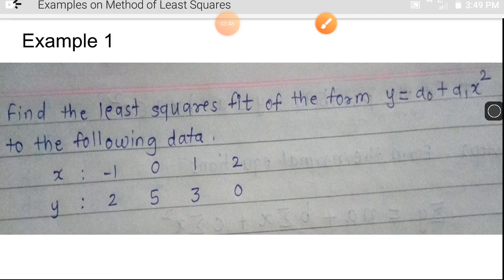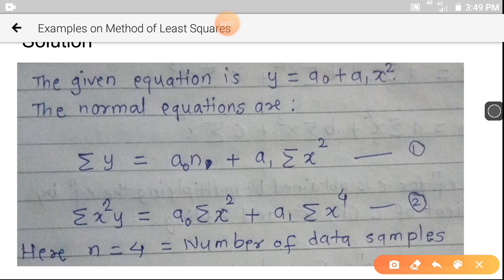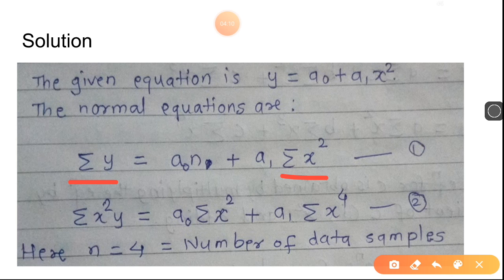So we have formulated two normal equations which are numbered as equation number 1 and equation number 2. So the first step is over. I hope everyone is getting this. In the second step, we are going to substitute for summation y, summation x square y, summation x to the power 4, and summation x square, and n is equal to 4. We have to substitute these values in these two equations.